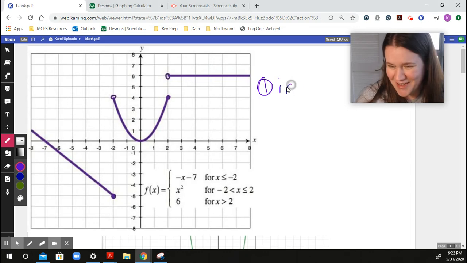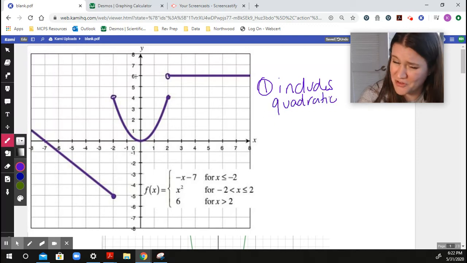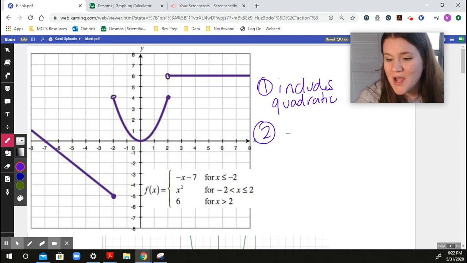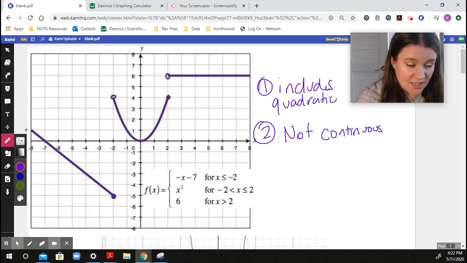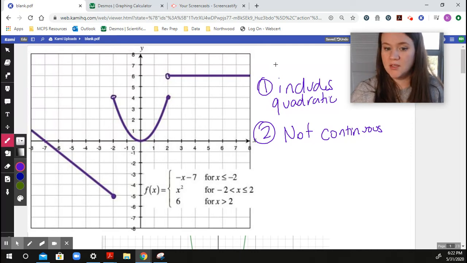One reason is that it includes a quadratic, right? We've been working with quadratics, and we don't want to forget about quadratics. They look like a U. Here it is. It's not continuous, right? I have here, this way I'm going down, and then I jump up here, and then I U, and then I jump up here, and I go this way, right?